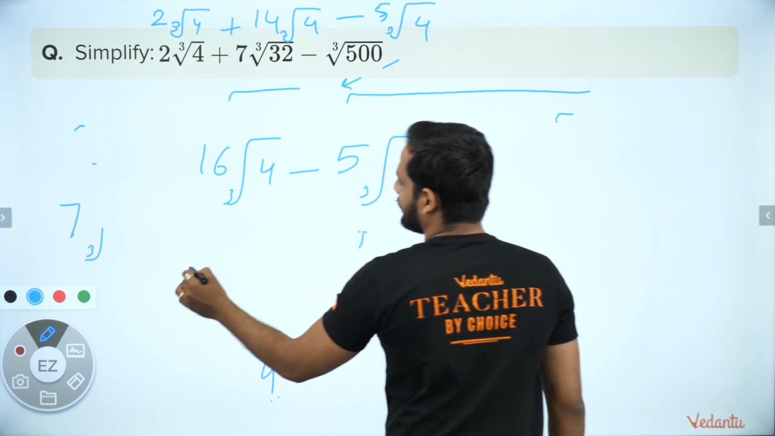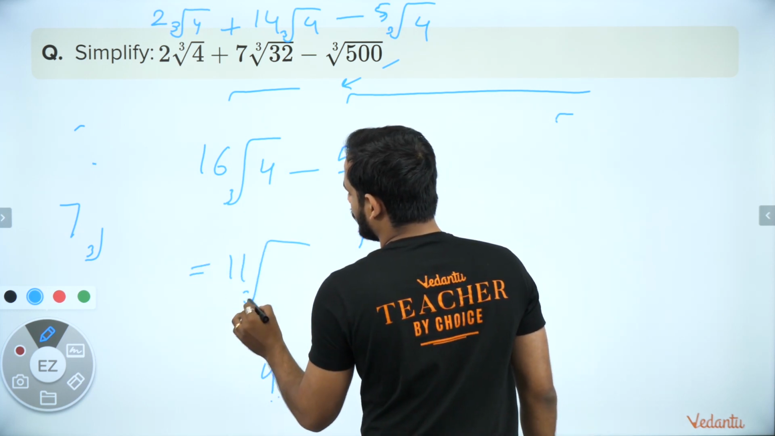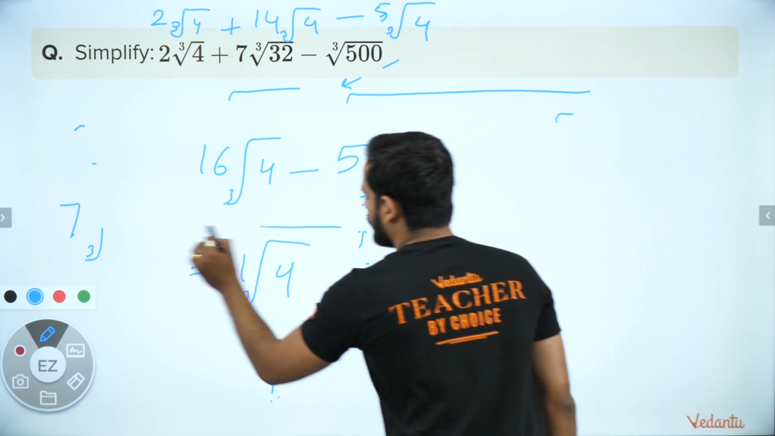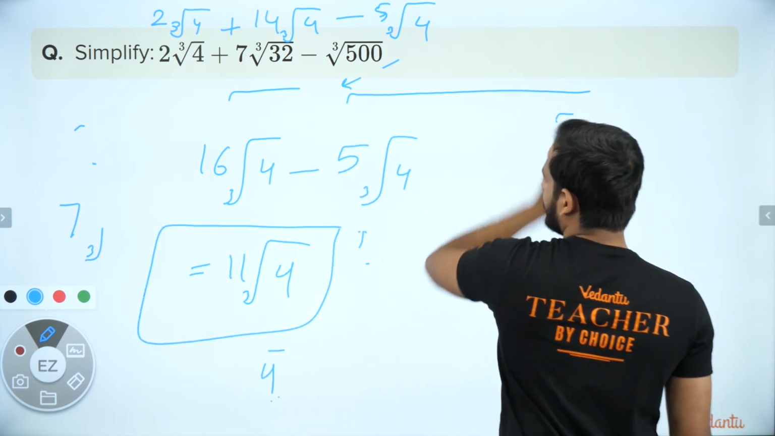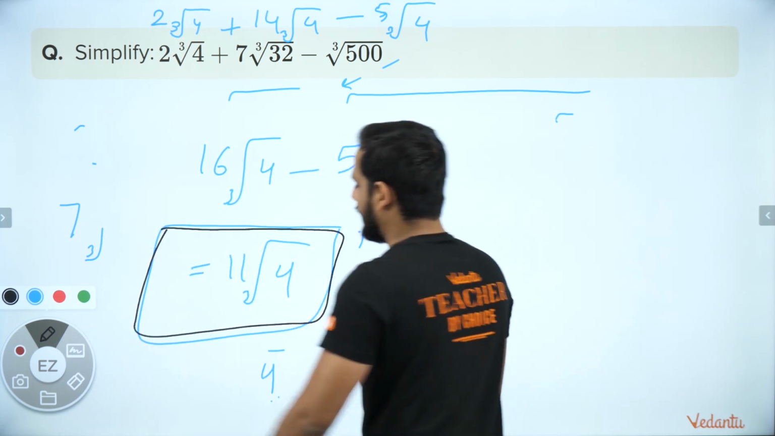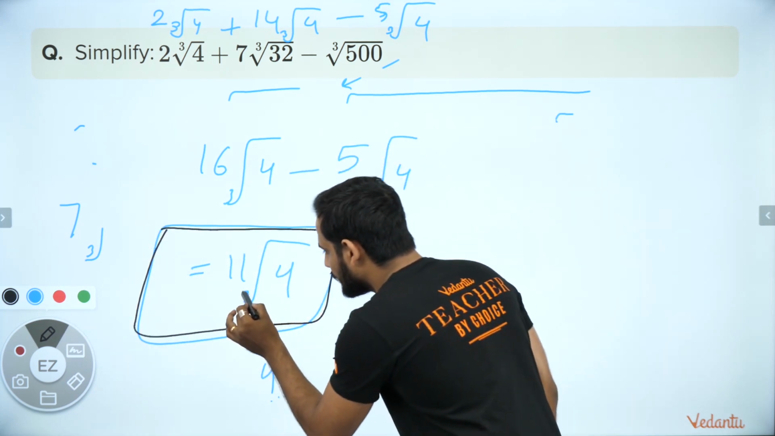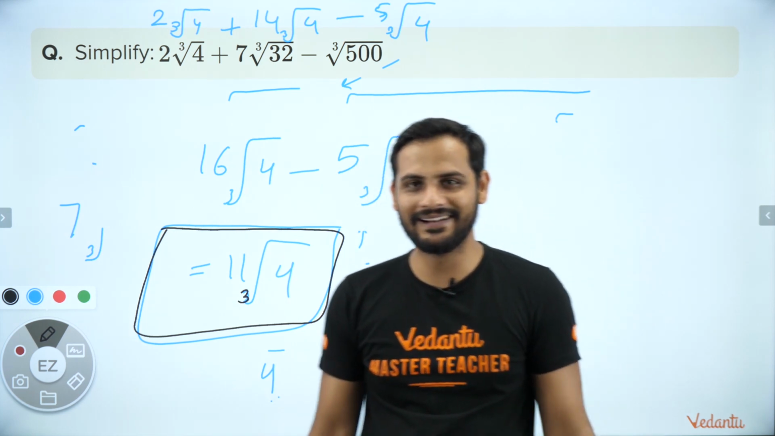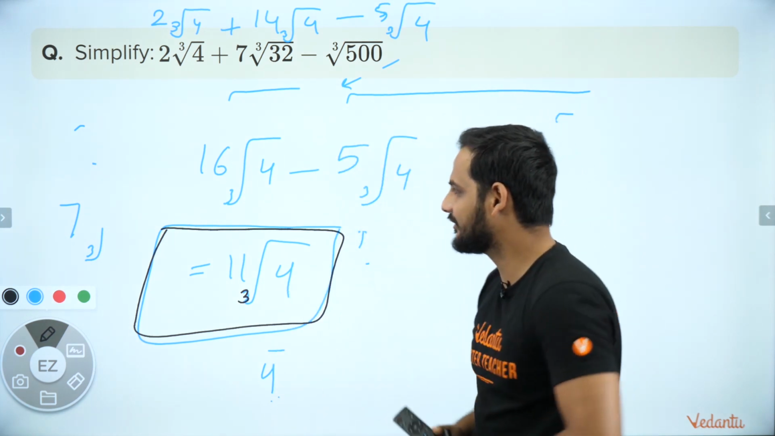So you will be getting 11 cube root of 4. This is the final answer which you are getting, 11 cube root of 4. I know my handwriting sometimes is very bad. Okay, so this is your final answer, 11 cube root of 4.